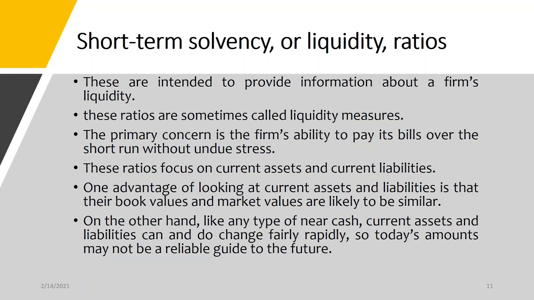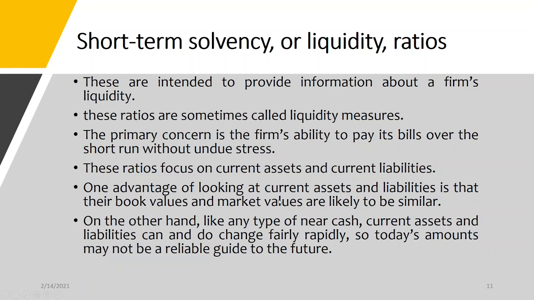Now, the first one is the liquidity ratio. By liquidity ratio, we mean that this ratio provides information about the firm's liquidity. When we talked about liquidity in our first lecture on the income statement, we said the information about liquidity is gotten from current assets and current liabilities, which are generally termed the working capital. So these ratios focus on current assets and current liabilities.